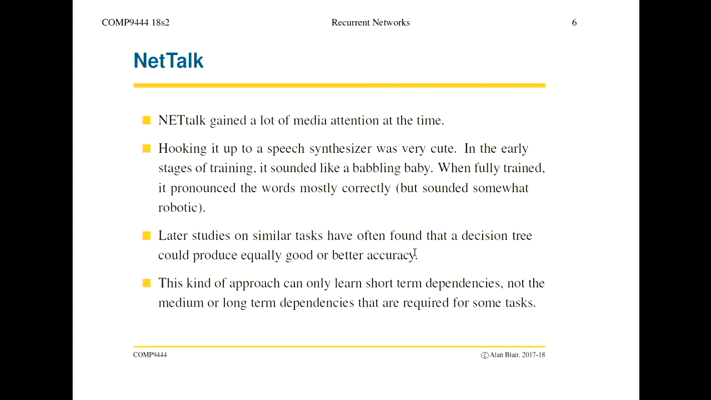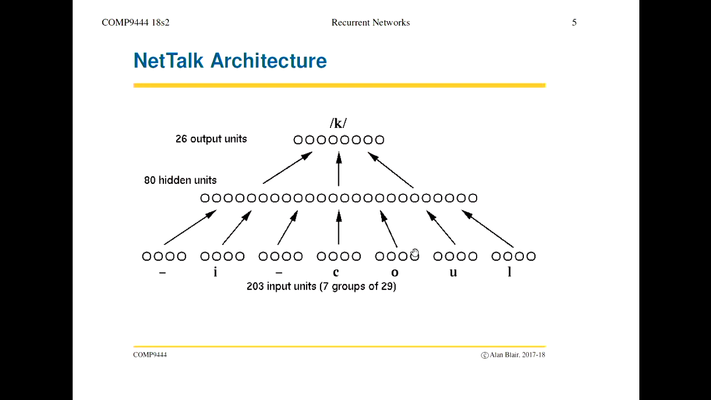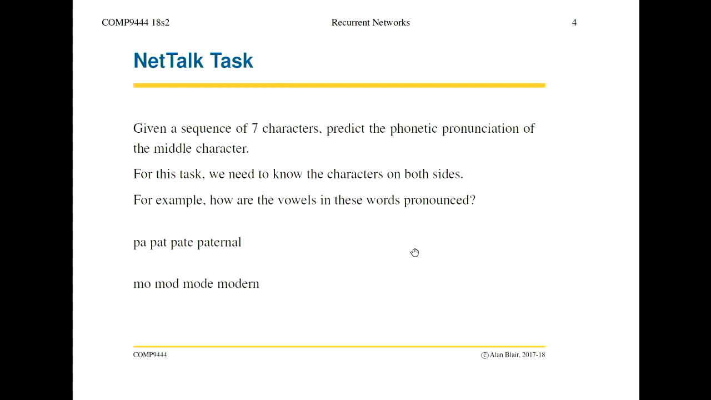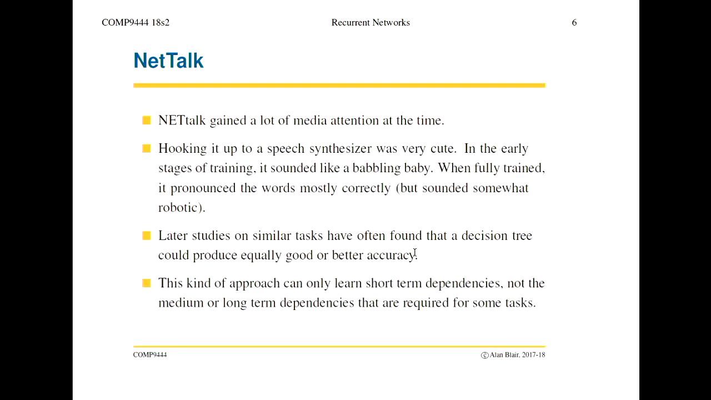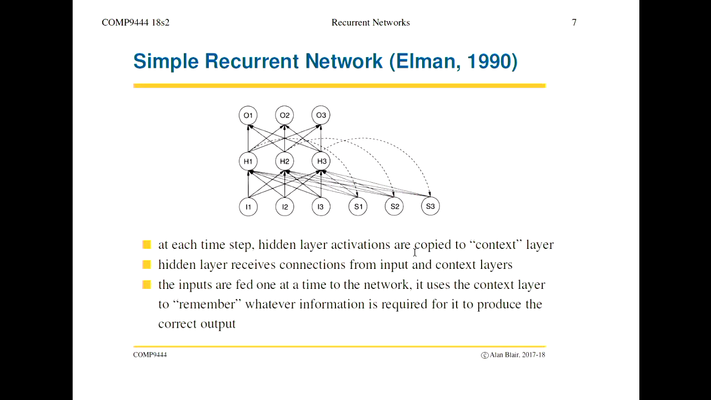But it can only learn short-range dependencies, not medium or long-term dependencies, and that's fairly obvious because the output can only possibly depend on what's inside the window. In this case that is usually enough, but if there were a case where you needed to see a letter outside the window in order to correctly predict the pronunciation of something, then it would get that wrong because it's not seeing what's outside the window. Okay, so that's the sliding window approach.